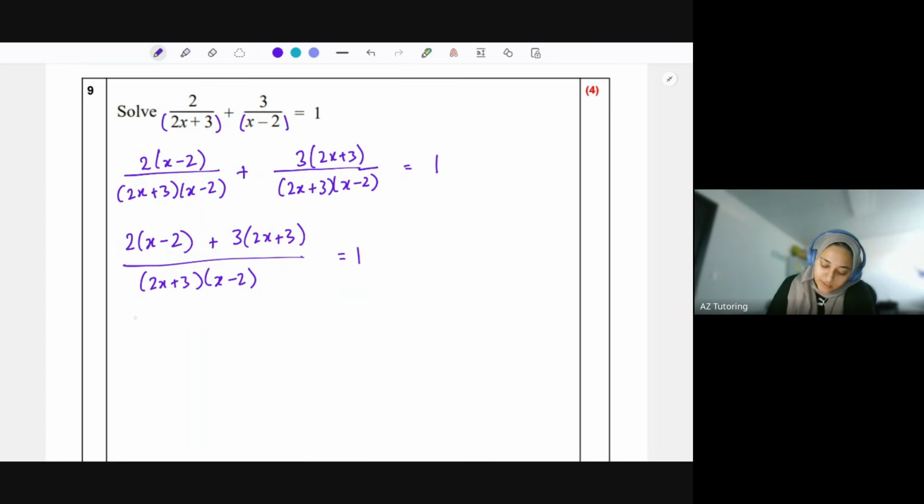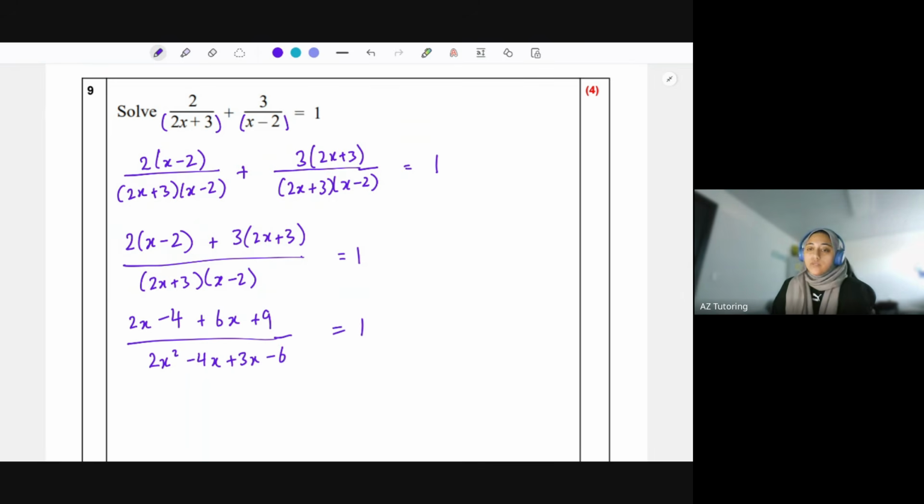So 2 times x is 2x. 2 times minus 2 is minus 4. Then we've got 3 times 2x, which is 6x. We've got 3 times 3, which is 9. That's all over 2x times x, which is 2x squared. 2x times minus 2 is minus 4x. 3 times x is 3x, and then 3 times minus 2 is minus 6, and that just equals 1.